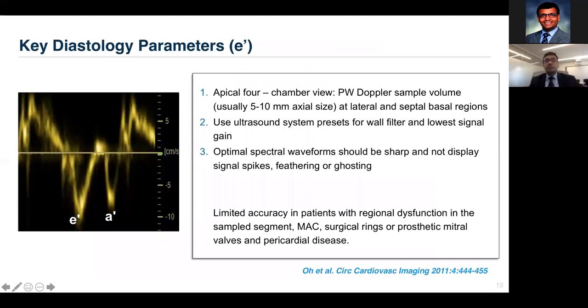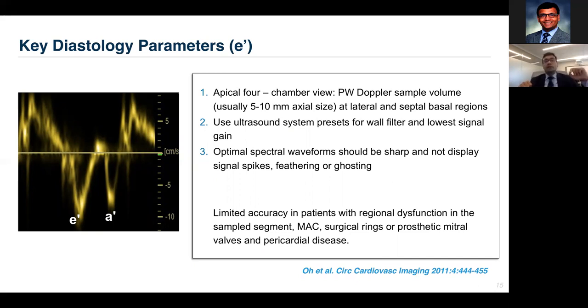Then you go towards the E prime, which is usually taken in the apical four-chamber view, and you take the pulse wave Doppler sample volume at the lateral and the septal basal region. It's very important. I see this many times. The region of interest can move into the atrium or be submitral plane, and that can lead to different numbers. Good filter setting and optimal spectral waveforms so that they are crisp and well displayed, with lack of feathering, are important.